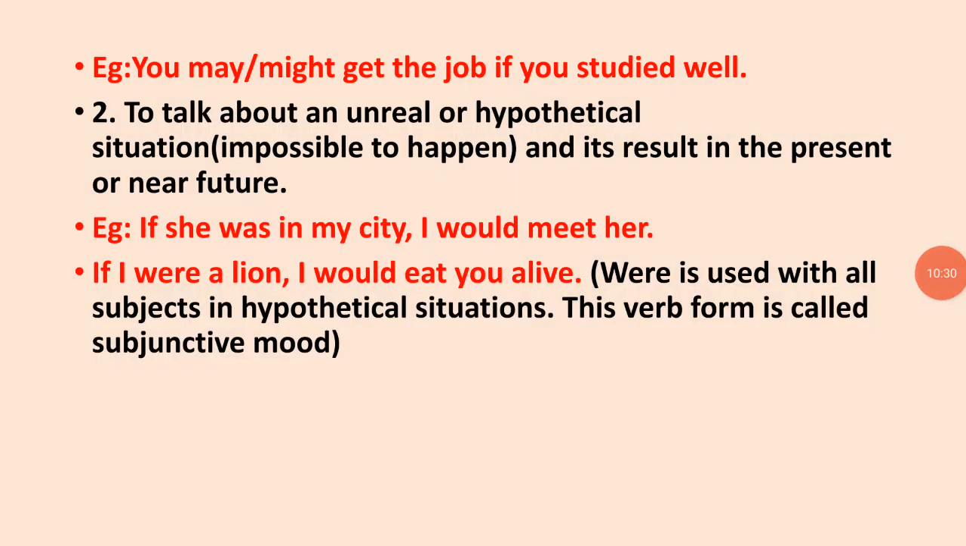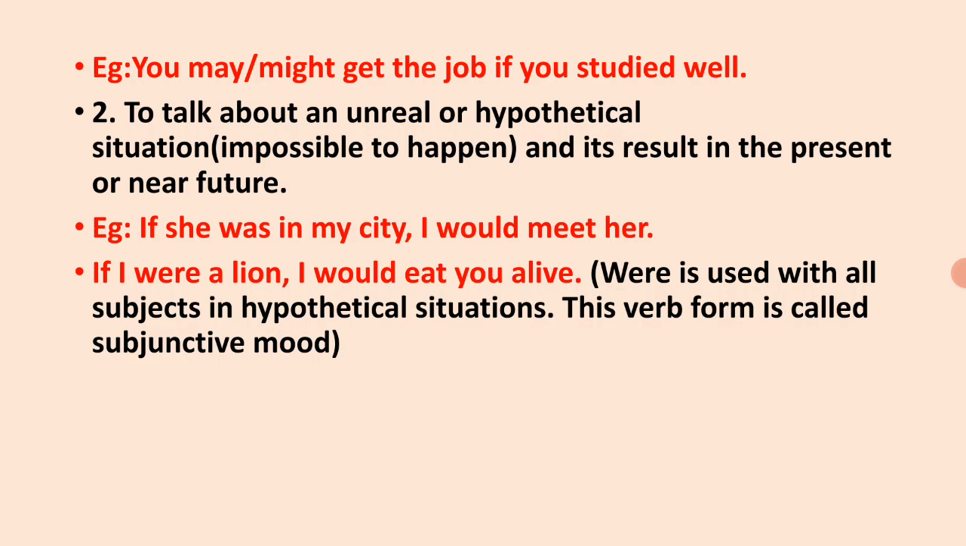And the second situation is to talk about an unreal or hypothetical situation that is impossible to happen and its result in the present or near future. In the first situation we said that something is unlikely to happen, but not impossible. But in the second situation it is impossible to happen. For example, if she was in my city, I would meet her. That is impossible to happen. And next one, if I were a lion, I would eat you alive. That person cannot be a lion. That is impossible to happen.